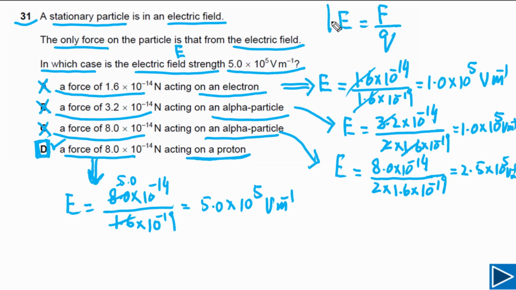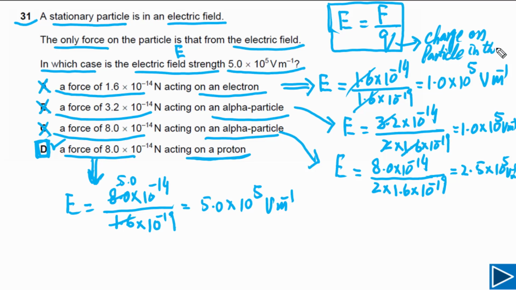The concept you need to understand is E is equal to F over Q, where Q is the charge on the particle in the field, and F is the force here.